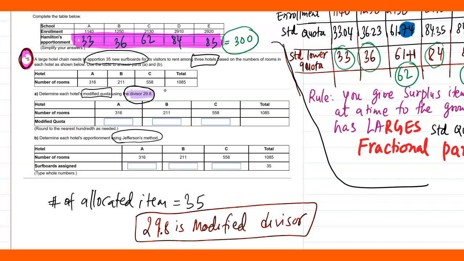If you want to find the standard divisor, you could, but you don't have to. You know how to find it, right? But you are not supposed to find it here because you are not using Hamilton. Only Hamilton uses standard divisor. The modified divisor is given. That's why you see in every question, the modified divisor is given, you just use it. Okay, similar idea as before. How do you find modified quota here? Let me write down here.